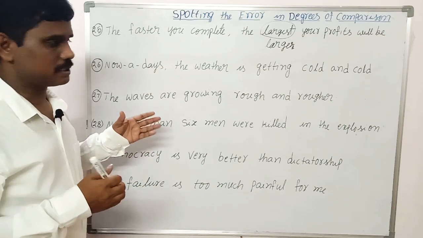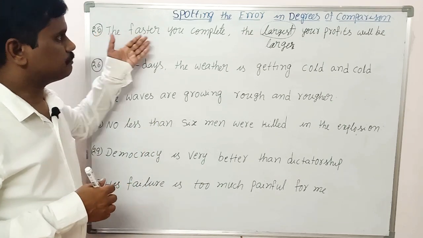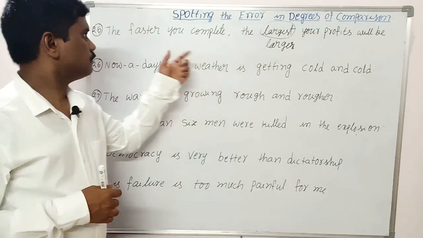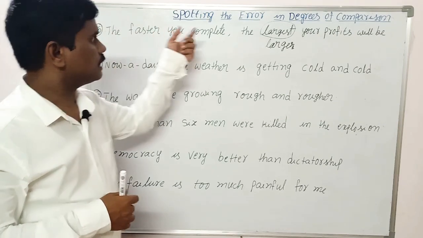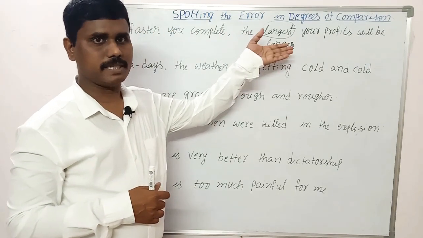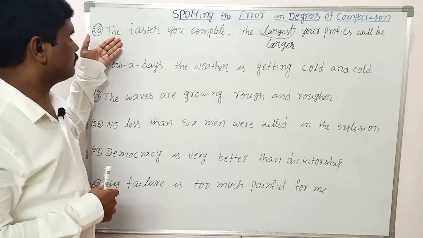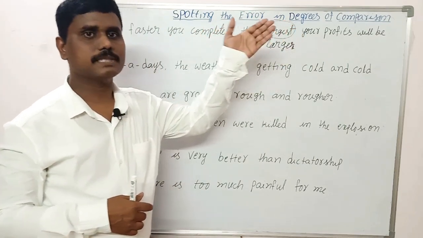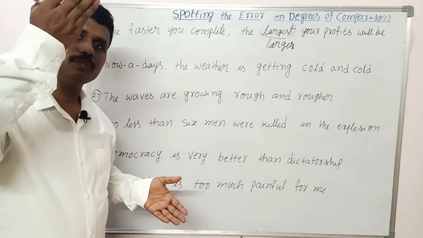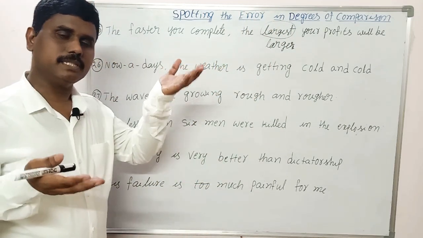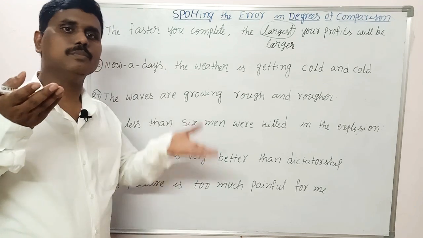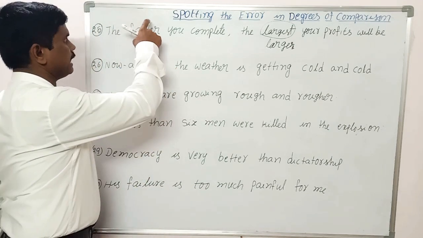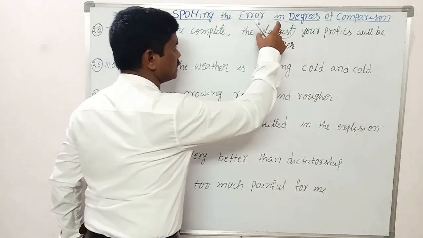Now another important rule. When there is a parallel comparison, we use 'the' here, we also use 'the' here, in this manner. So when we compare, the faster you complete, the larger your profits will be. The higher you go, the colder it will be. The more you get, the more you want. So here adjective 2, here also we use adjective 2.